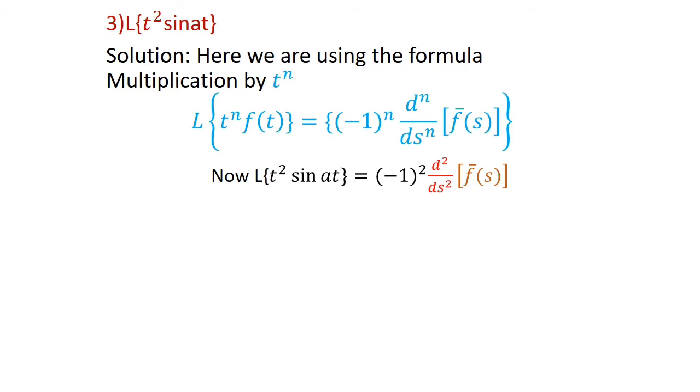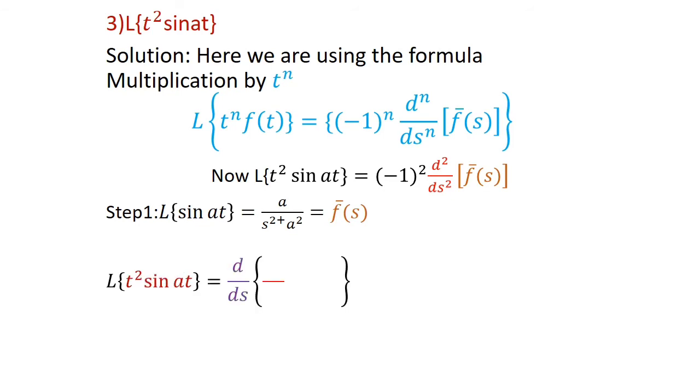Here I am approaching it this way. The first step is to calculate the Laplace transform of sin at, which is a upon s square plus a square, and this is f dash s. Now we want to calculate t square sin at, so we double differentiate f dash s. We first differentiate f dash s, and whatever result we get, we differentiate it again, and that will be our solution. So let's see in the next slide.